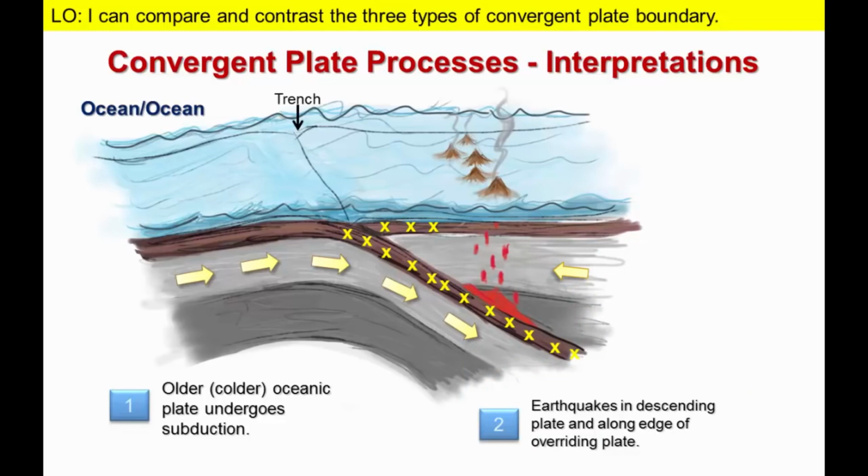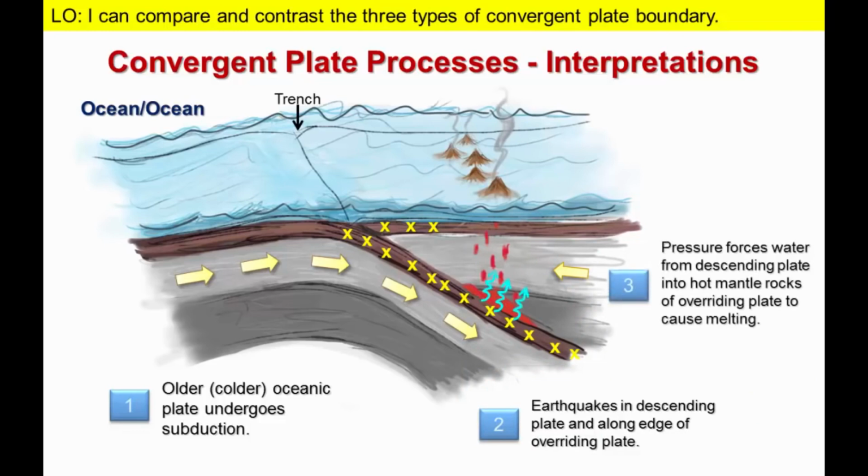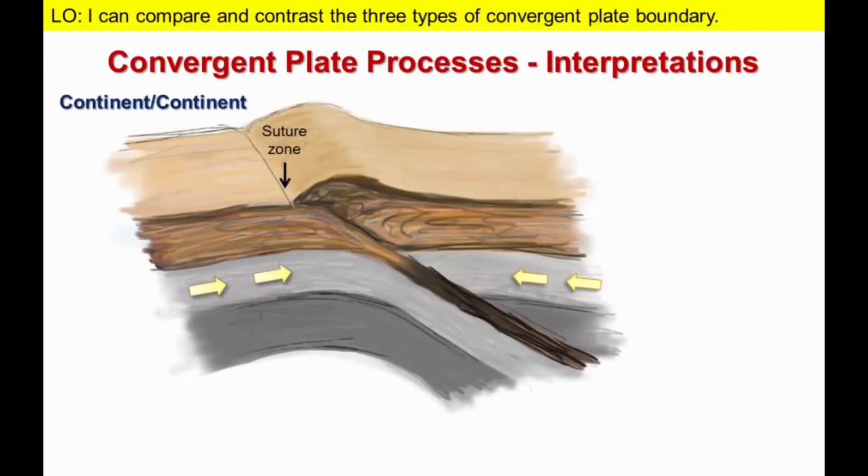Just like in the ocean-continent convergence, earthquakes occur in the descending plate, and the rocks of the plate are compressed to squeeze out water, which enters the much hotter mantle rocks overlying the subduction zone and causes them to melt. The principal difference is that magma rising to the surface now forms an island arc, rather than a volcanic arc, and there are no associated mountains. Otherwise, the processes are similar.